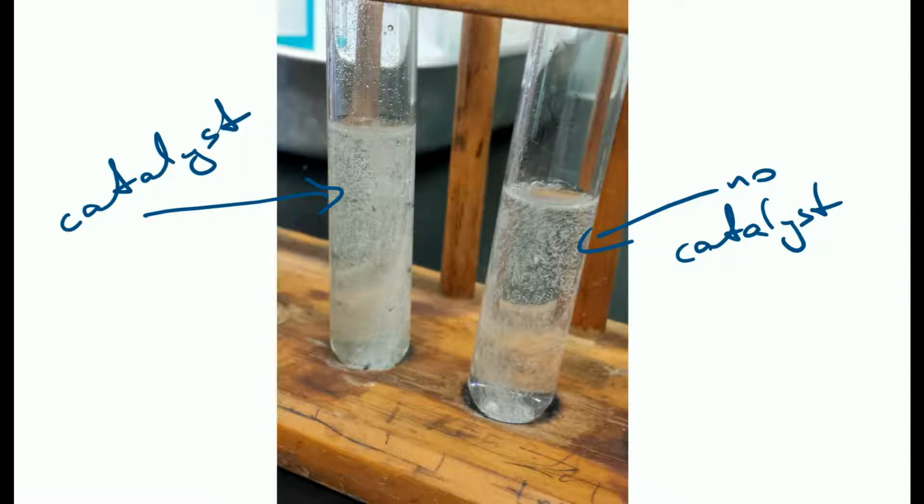So we weighed out 0.1 gram of zinc, put it into a test tube. Into the left test tube we added just a few drops of copper 2 sulfate. Not much was actually needed. And what can we see? Well, hopefully it's clear that there are more bubbles in this test tube. The reaction is more vigorous. The zinc is dissolving more quickly.